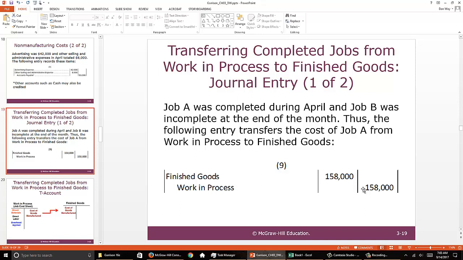Again, the flow of costs in our costing system here is really mimicking or following the flow of physical goods in our production process. As we're finishing things, they're becoming complete, we're moving their costs from work in process to finished goods, again indicating that those goods are finished and ready to sell.